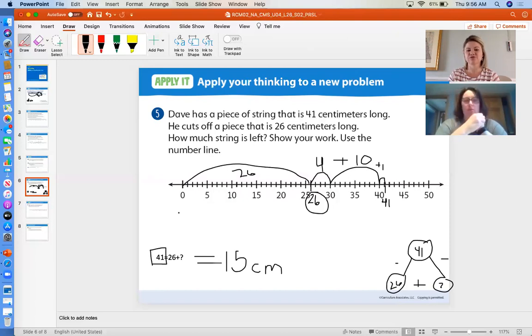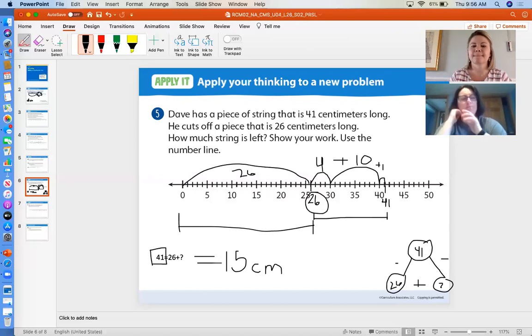You could also have drawn the lines, right? You could have said 26, and then you could have drawn another line to 41 and counted how many spaces that was. Yep. Either way. All right.